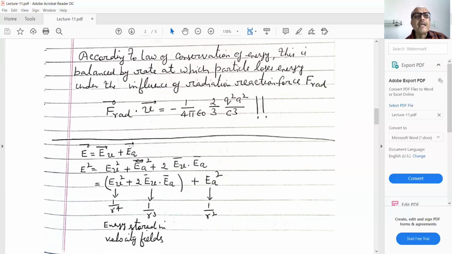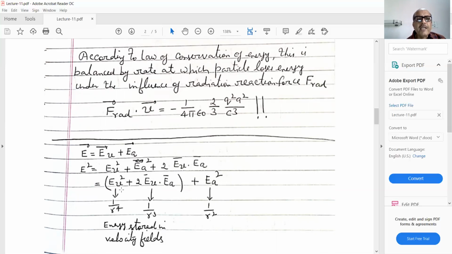That is why we call this the radiation term, and it is long-lived also. If you take the square of both sides, again it is finding the vector dot product of this sum of the velocity and the acceleration field with itself. So E square now becomes equal to EB square plus EA square plus twice EB into EA. I club these two terms together, EB square plus 2EB dot EA, and EA square separately.